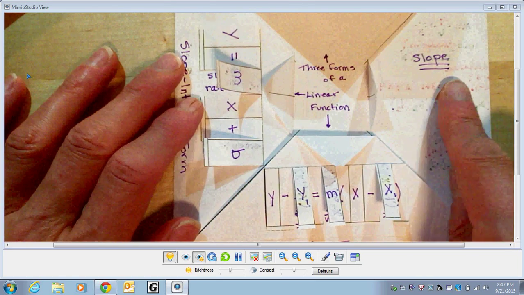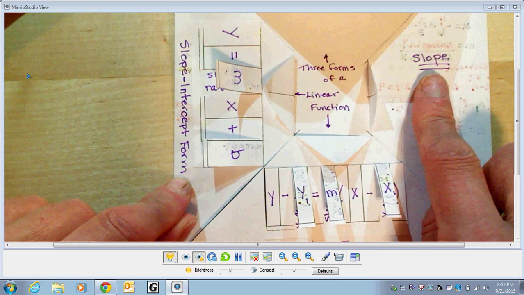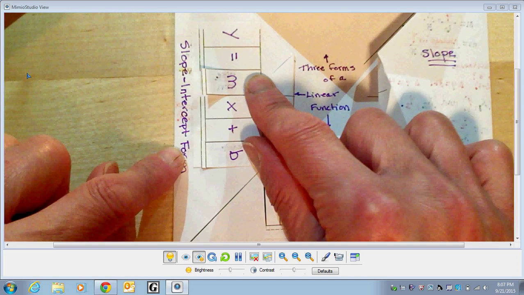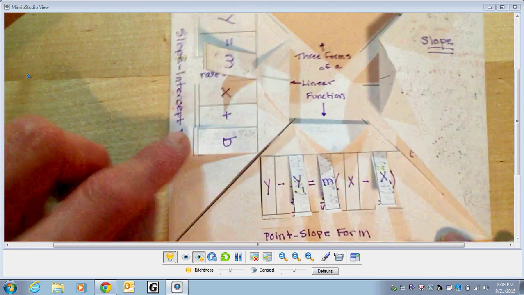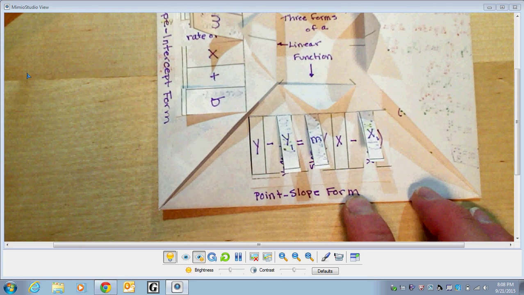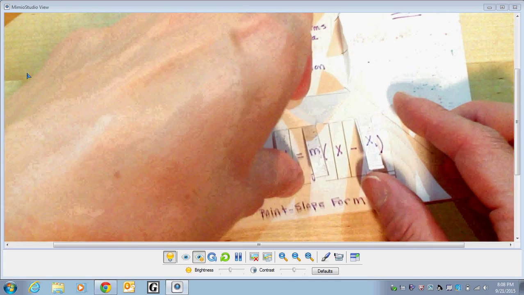So we looked at slope, which is not a form of a line, that's just an equation for slope. And then we looked at slope-intercept form of a line. And now we're going to look at point-slope form. So let's see what it is that we're going to do.